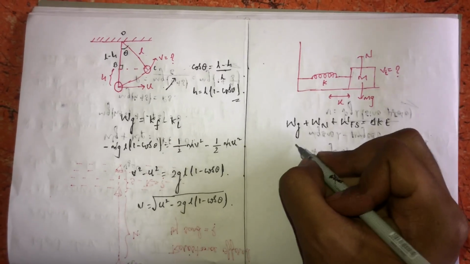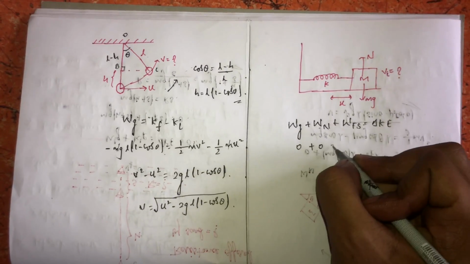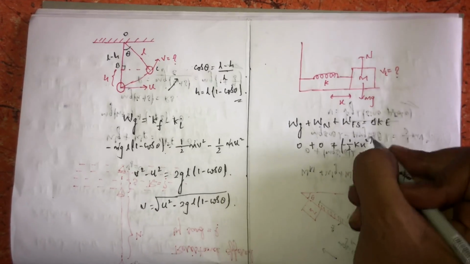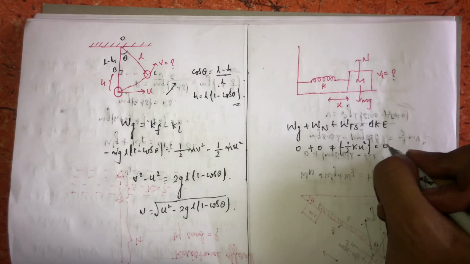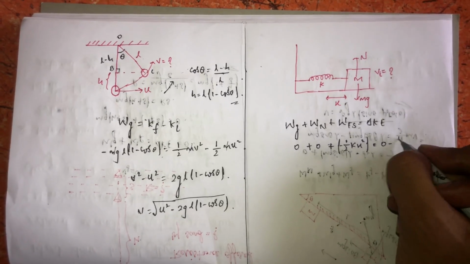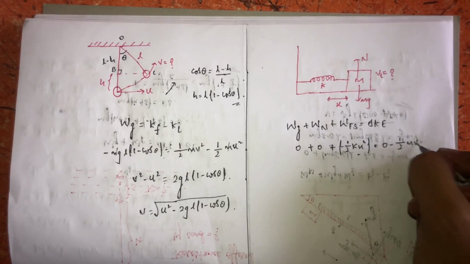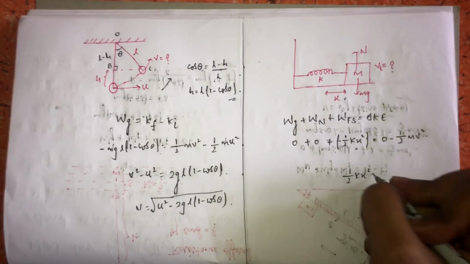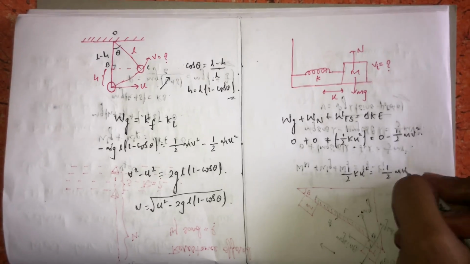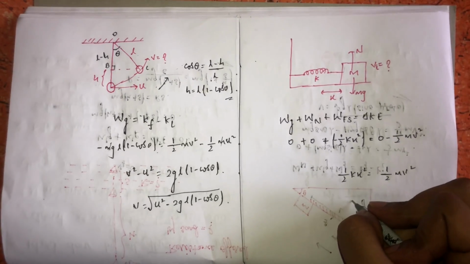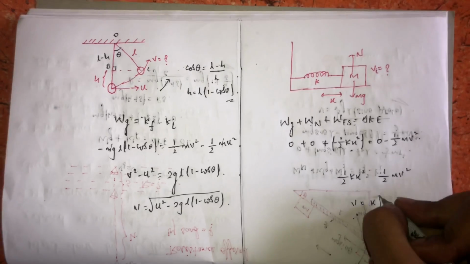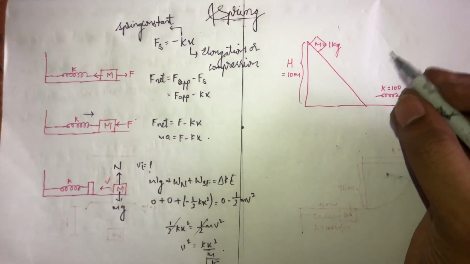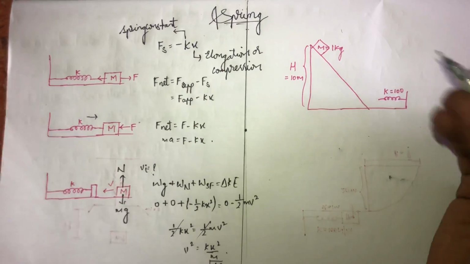So work done due to gravitational force will be equal to 0. Work done due to normal reaction will also be equal to 0. Work done due to the spring force will be equal to minus half kx square. Then the final velocity is equal to 0 and the initial kinetic energy will be half mv square. Then we are left with half kx square equals half mv square. Then the value of v, that is the initial velocity, will be equal to x times under root k by m. That's clear. Simple.